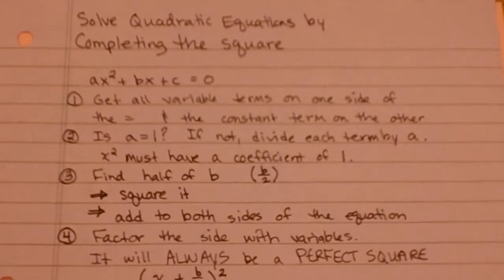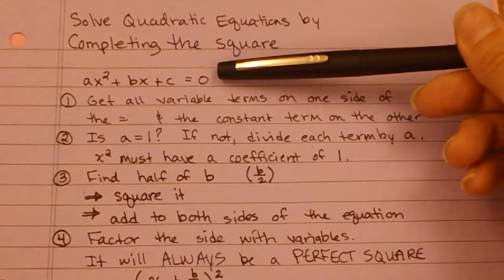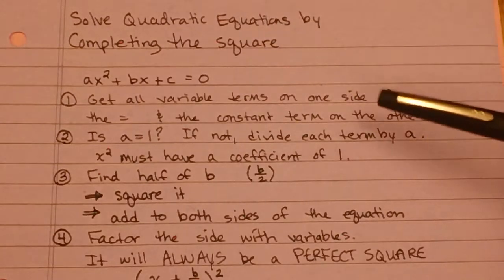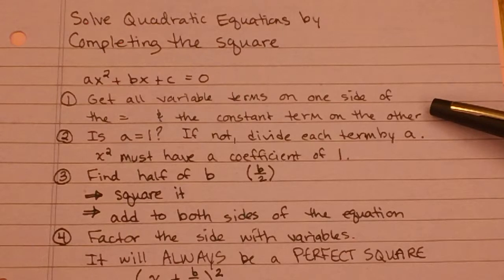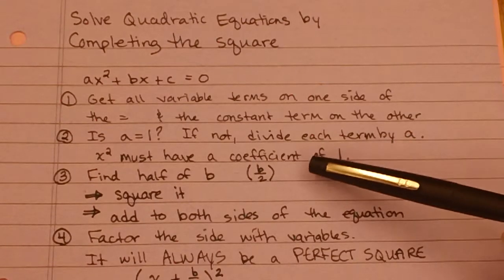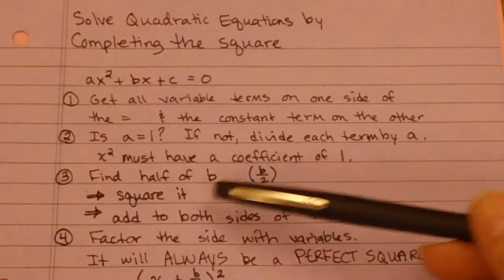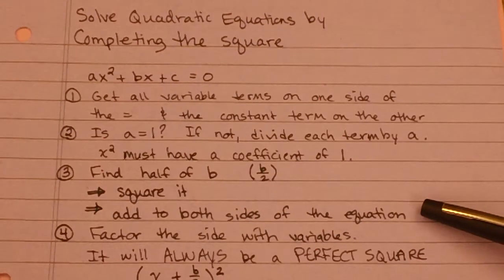We were working with equations in standard form, which was ax squared plus bx plus c equals 0. Our step one was to get all the variable terms to one side of the equation and the constant term on the other. Then we needed to check to see if a was 1. If not, we were dividing each term by a. Then we found half of b, squared it, and then added that to both sides of the equation.